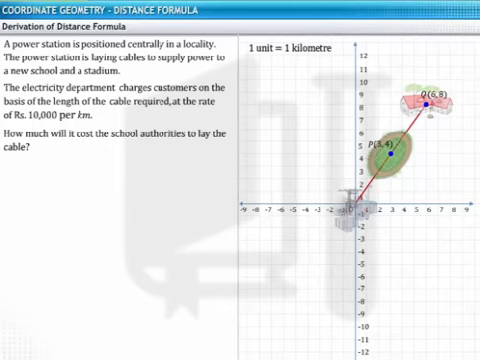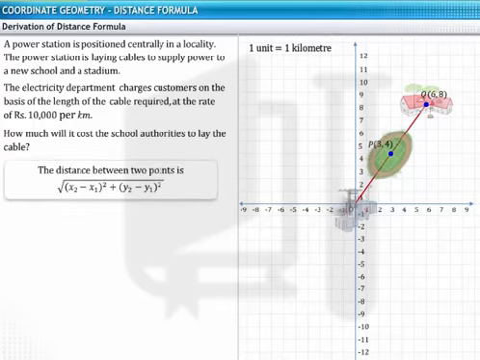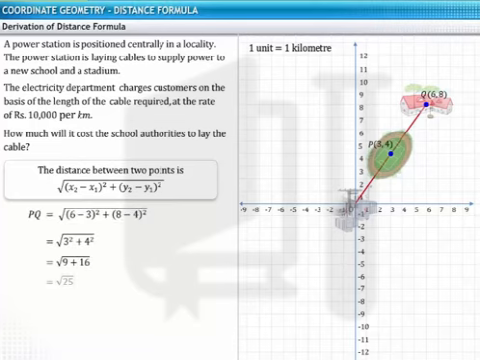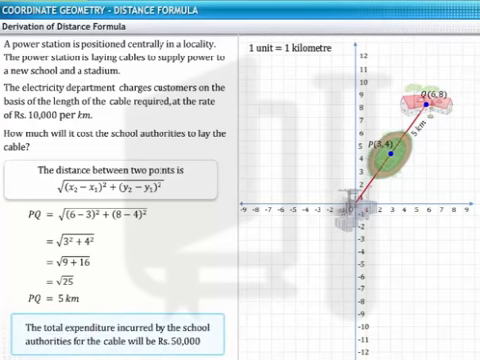The formula for calculating the distance is square root of x2 minus x1 whole squared plus y2 minus y1 whole squared. Substituting x1, y1 equals 3, 4 and x2, y2 equals 6, 8 and simplifying, you get distance PQ as 5 kilometers. Therefore, the total expenditure incurred by the school authorities for the cable will be 50,000 rupees.